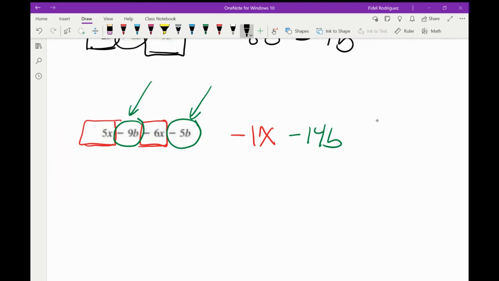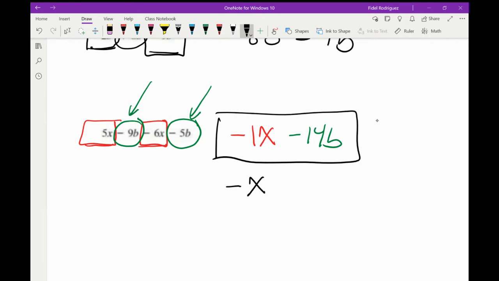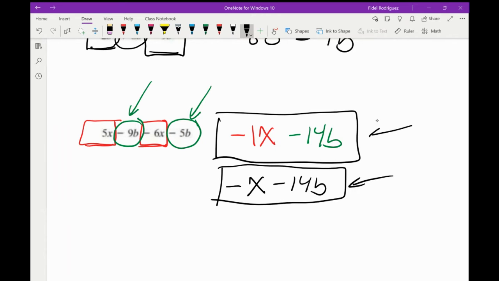The only thing I'm going to say, guys, on this problem here, the order in which you put them is never important. The only thing that's important is we make sure that we have the right signs in front of the right pieces. Sometimes instead of writing a minus 1x, we just write a negative x. But either way, it's the same thing, okay? They're both exactly the same.